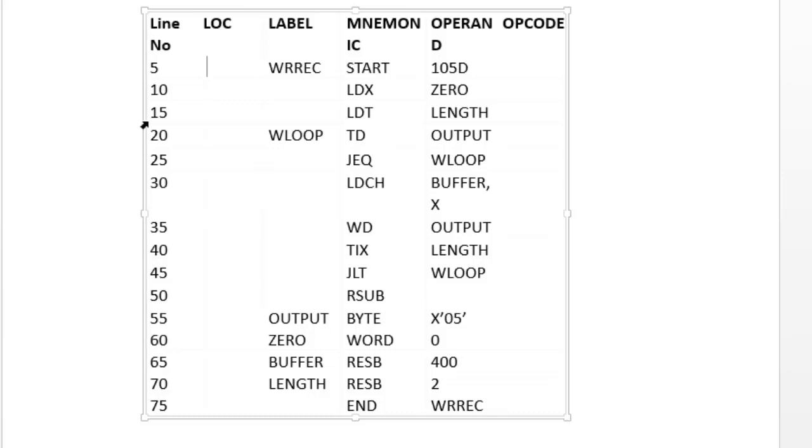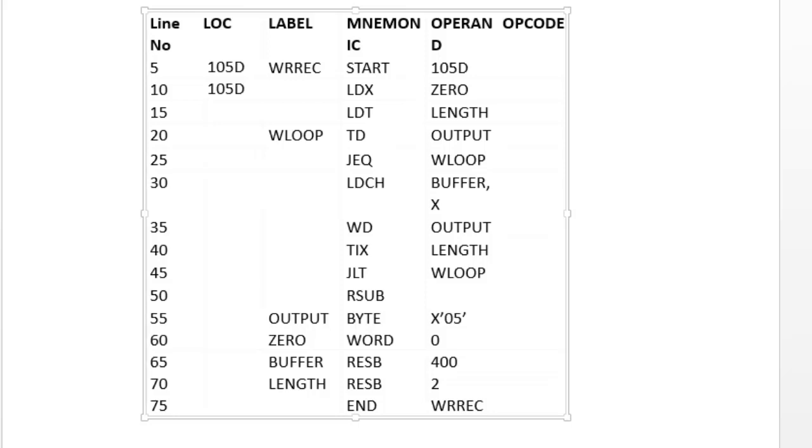So what is the address of the first instruction they have given? The first instruction starts at 105D. Wait a second. Does START is actual instruction? No, it is a pseudo instruction. It is an assembler directive. So we have to proceed and my first instruction will appear at the address 105D. Right? What is the instruction? LDX 0. Then where do my second instruction appear in the memory? It will appear after 3 bytes because LDX 0 is one instruction which occupies 3 bytes. After 3 bytes you can load the second instruction.